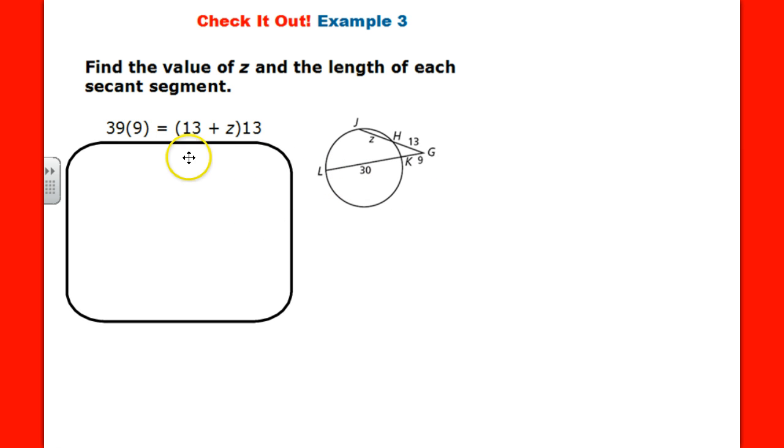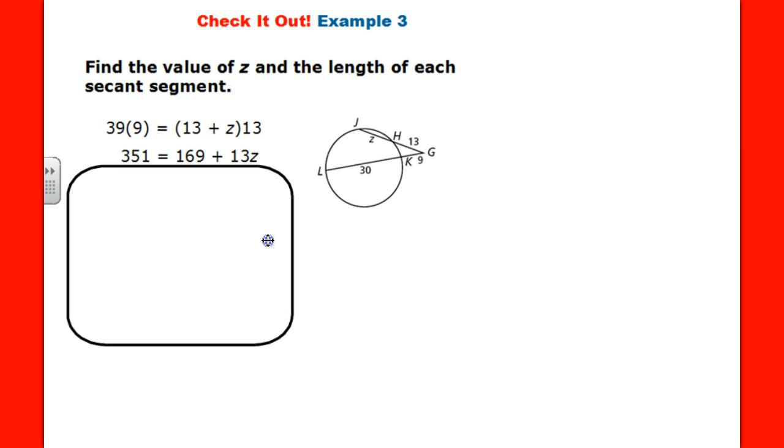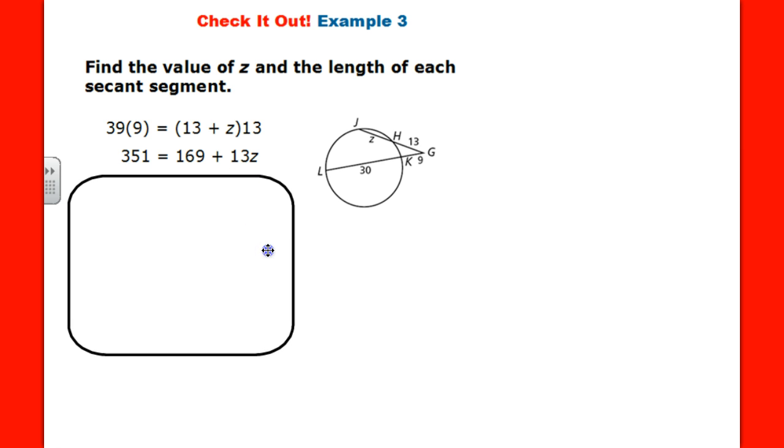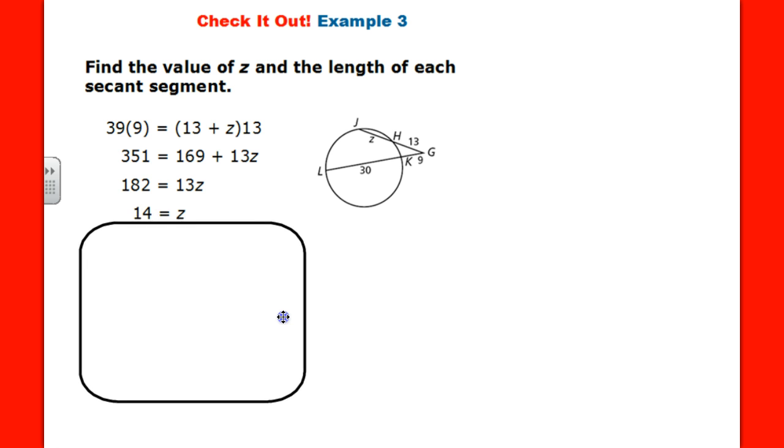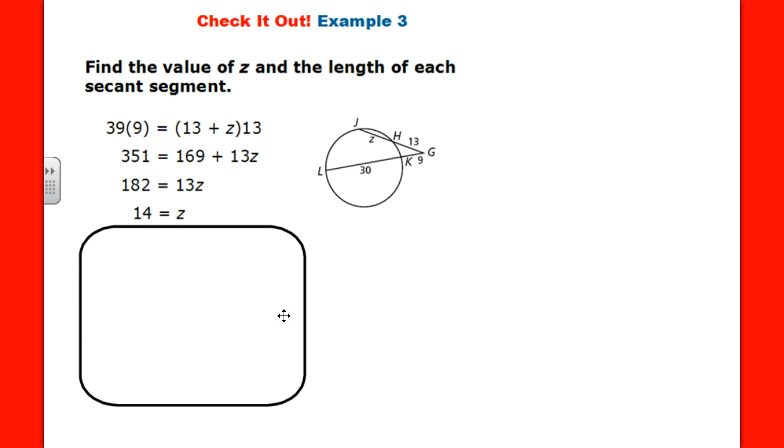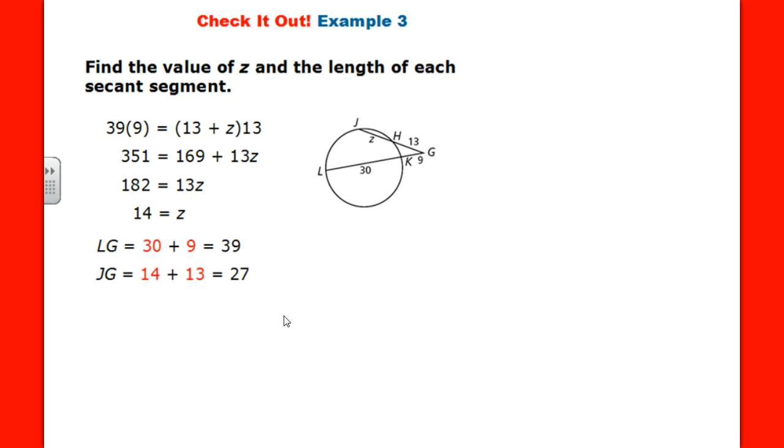So we have 39 for LG times 9 equals 13 plus z times 13. And so you should have z equals 14. And your segment's lengths are LG is 39 and JG is 27.